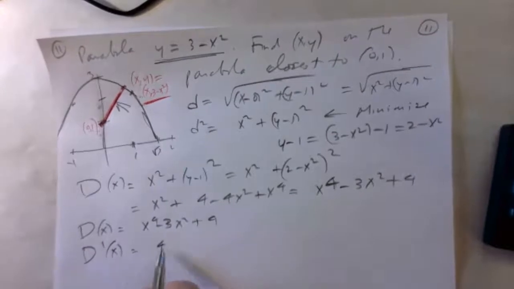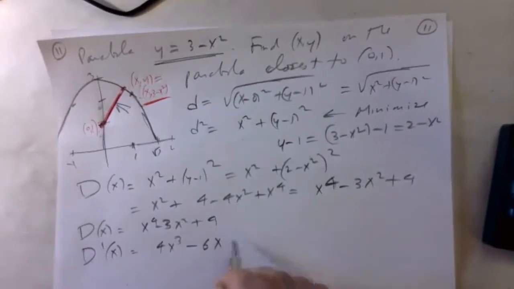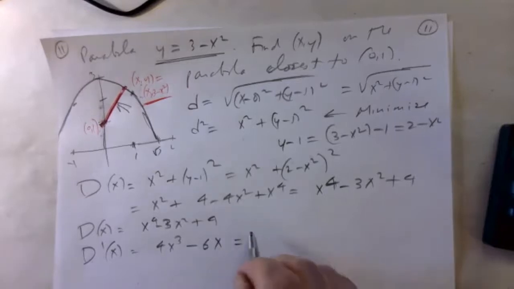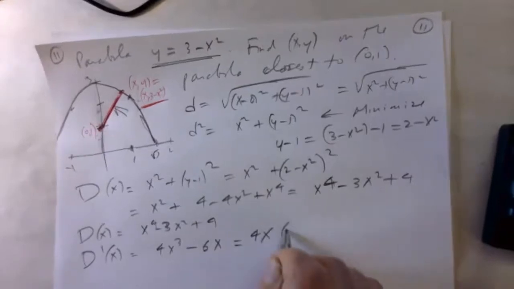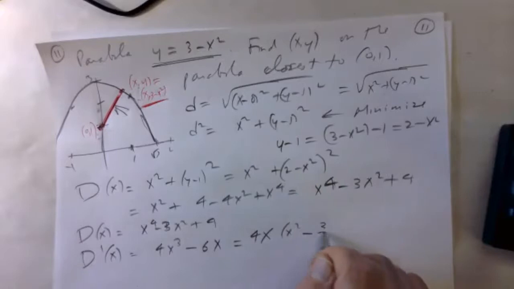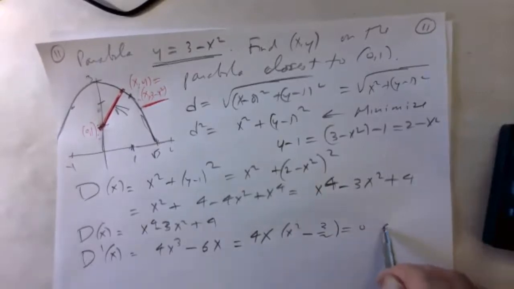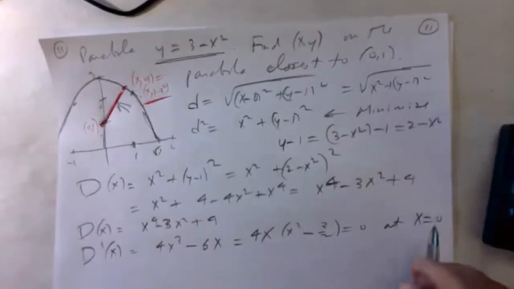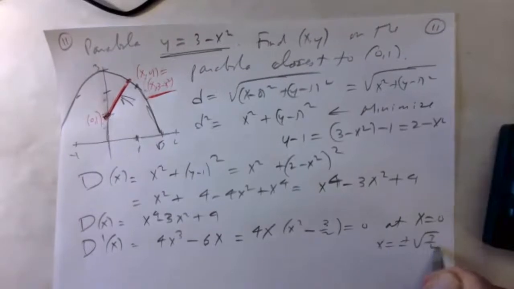The derivative is 4x cubed minus 6x. So that's 4x times x squared minus 3/2. And that's equal to 0 at x equals 0, or x equal plus or minus the square root of 3/2.